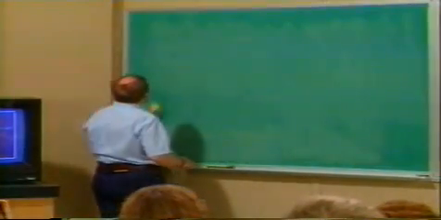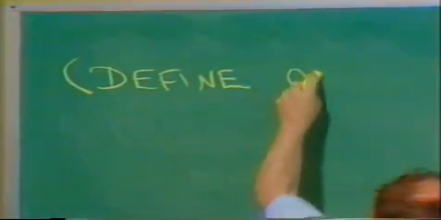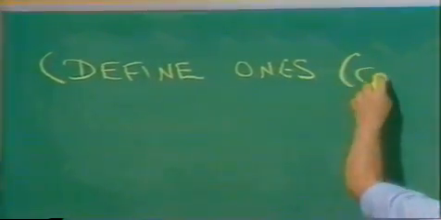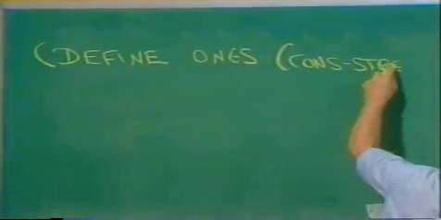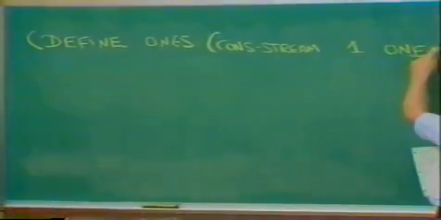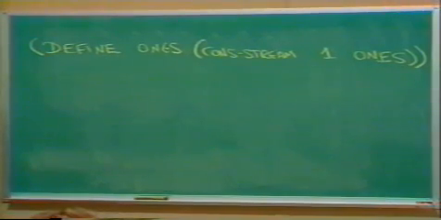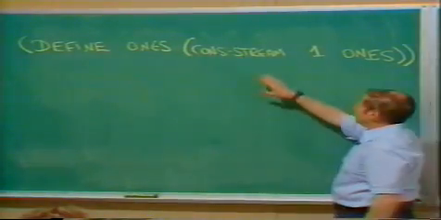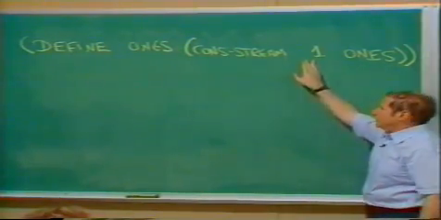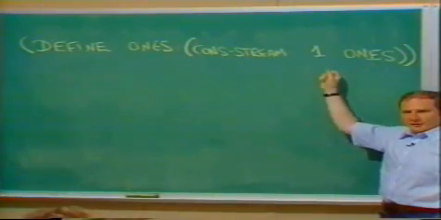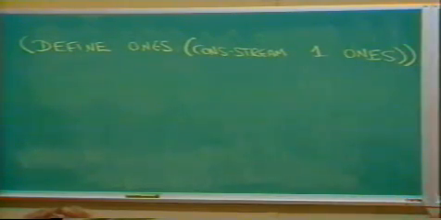Suppose I write this. I say define ones to be cons-stream of 1 onto ones. And what's that? That's going to be an infinite stream of ones, because the first thing is 1, and the tail of it is a thing whose first thing is 1, and whose tail is a thing whose first thing is 1, and so on and so on and so on. So that's an infinite stream of ones.